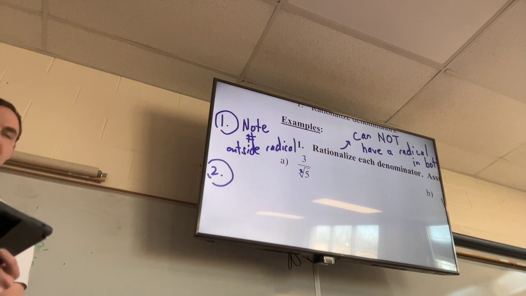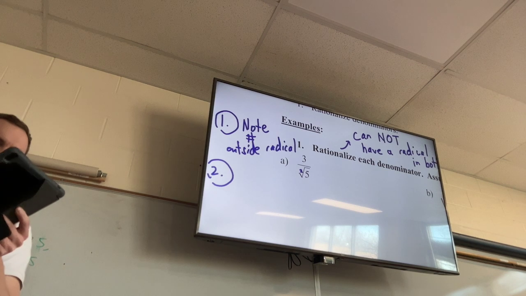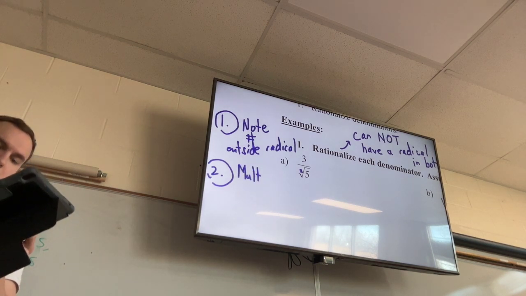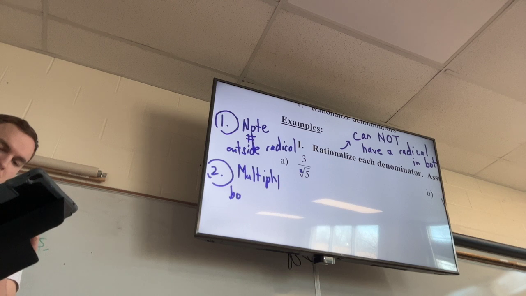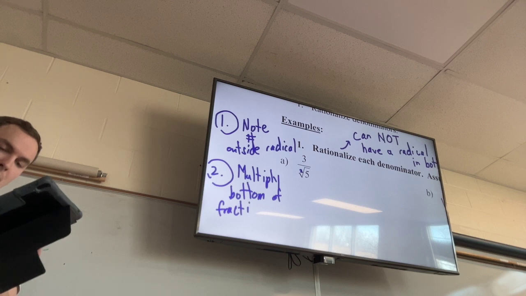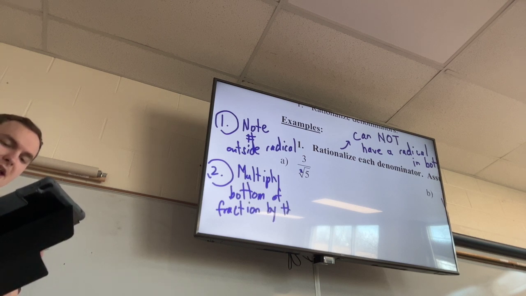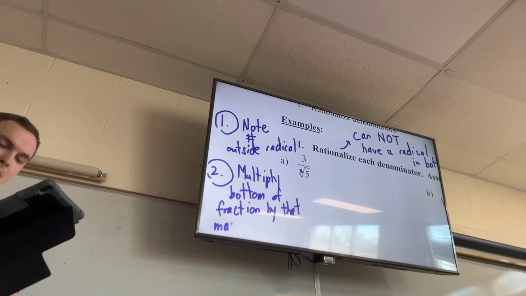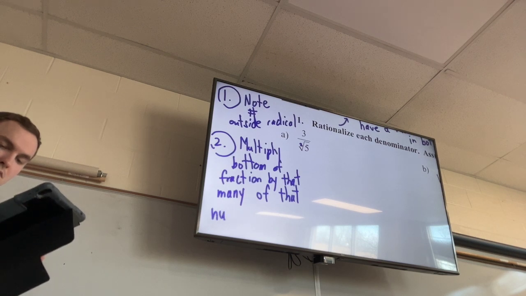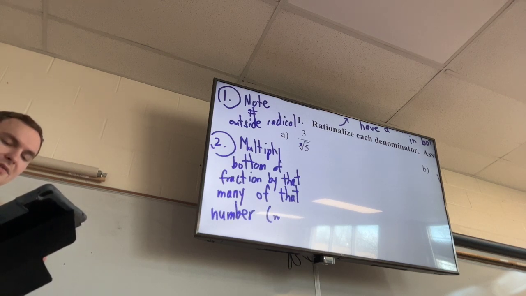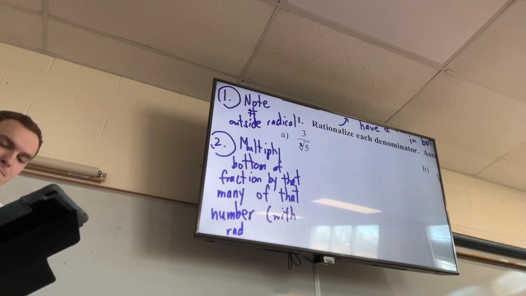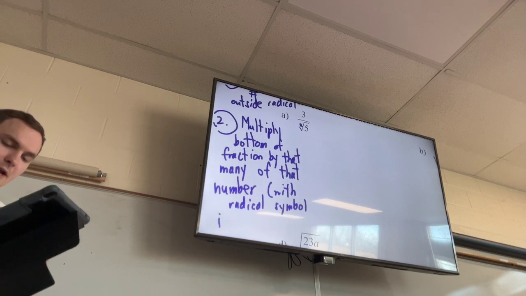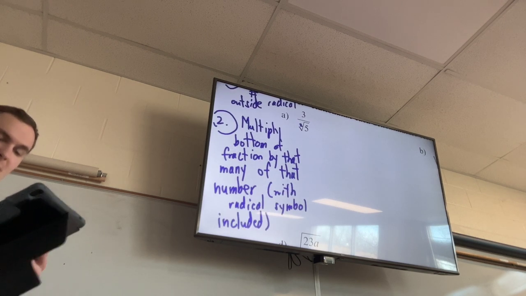And then what you're going to do is multiply the bottom of the fraction by that many of that number, with the radical symbol included. Just two little steps here, okay?